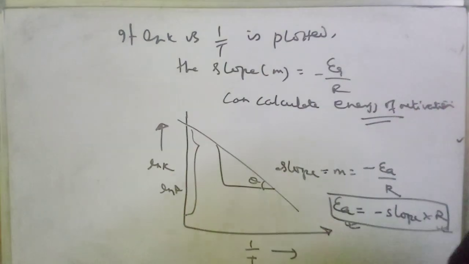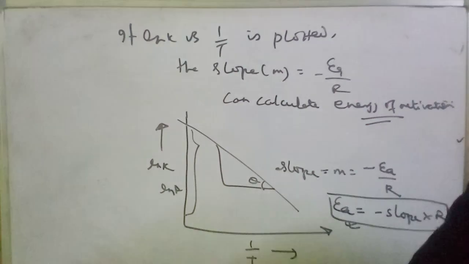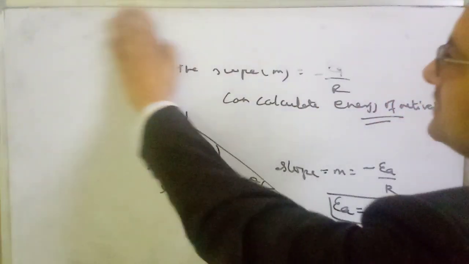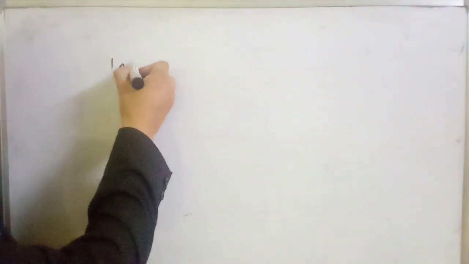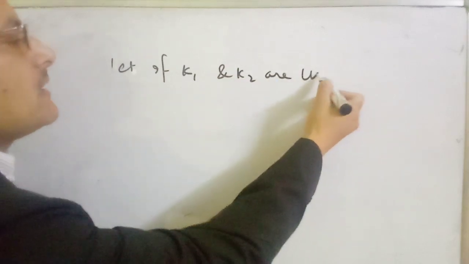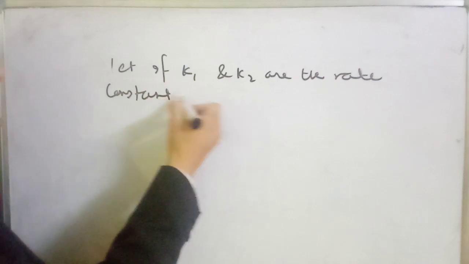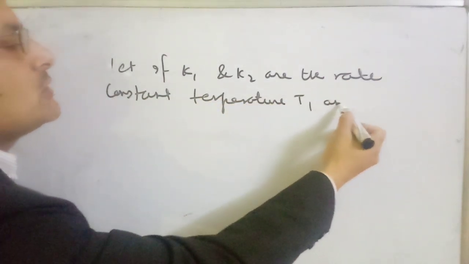So friends, this is how you calculate the energy of activation from the graph, but we have another way to calculate energy of activation. The next way is if you are provided two rate constants at two different temperatures. So what do you do? Let us see. If K1 and K2 are the rate constants at temperatures T1 and T2 Kelvin.